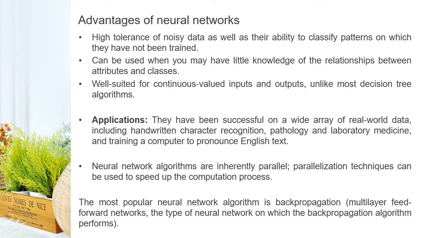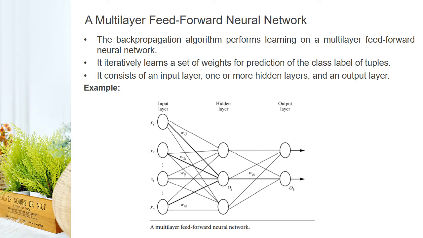The most popular neural network algorithm is backpropagation. It is performed on multi-layer feed-forward networks, which are a type of neural network. We will see what that means. A multi-layer feed-forward neural network. The backpropagation algorithm performs learning on a multi-layer feed-forward neural network. It iteratively learns a set of weights for prediction of the class label of tuples.